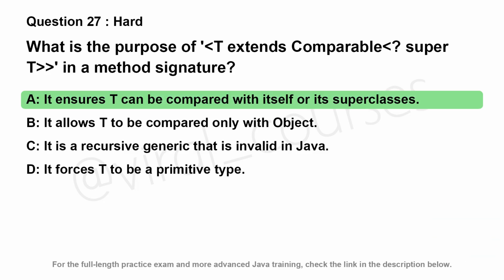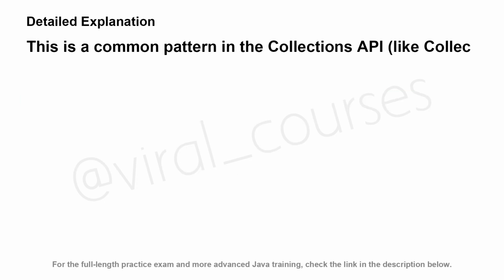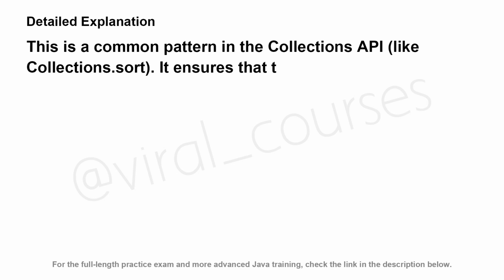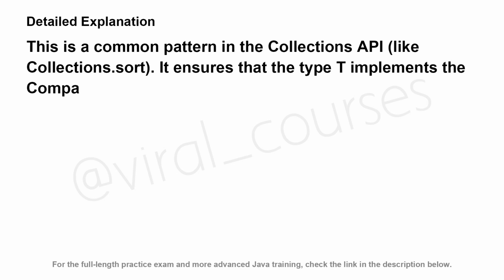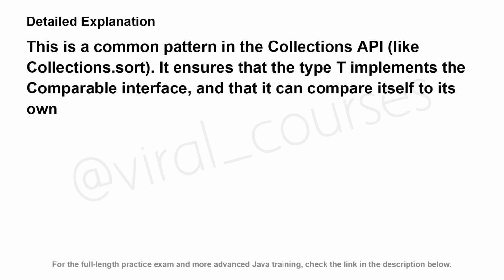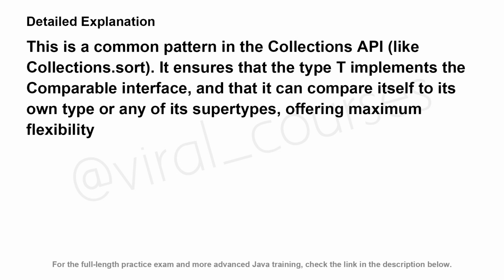The correct answer is A. This is a common pattern in the Collections API. Like Collections.sort, it ensures that the type T implements the Comparable interface, and that it can compare itself to its own type or any of its supertypes, offering maximum flexibility for inheritance hierarchies.